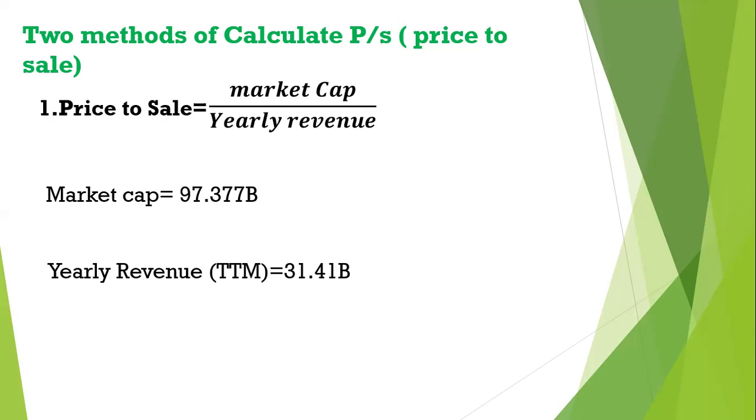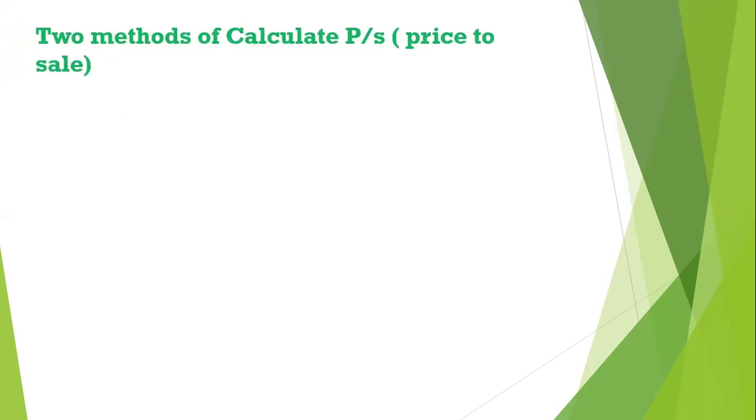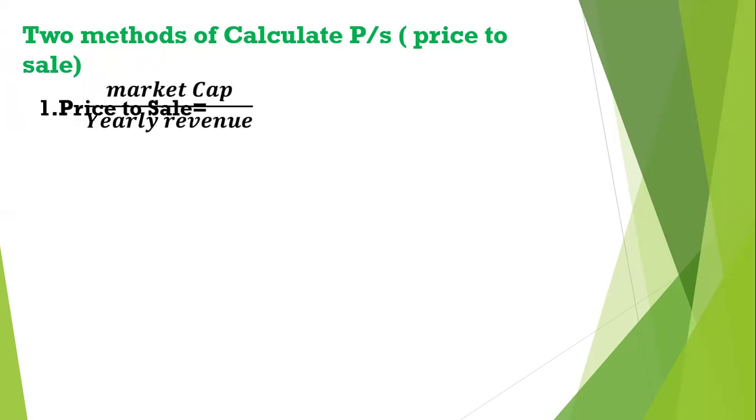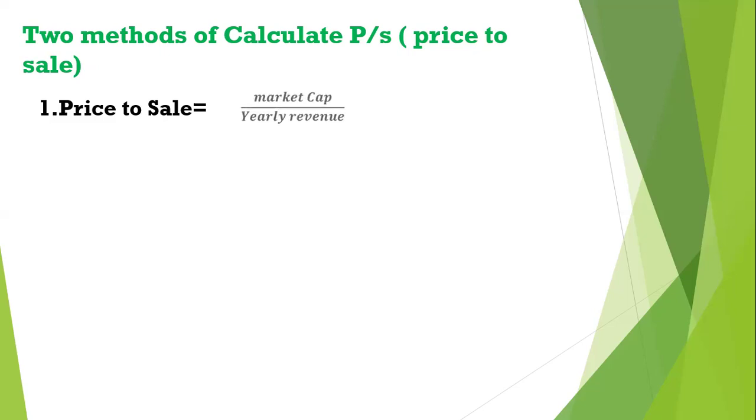So let's see. We have that one and we have this one. When you divide them, now you get 3.09x. So that is the PS ratio. The PS ratio means you pay $3.09 for $1 of the revenue the company makes. So this company is very expensive.